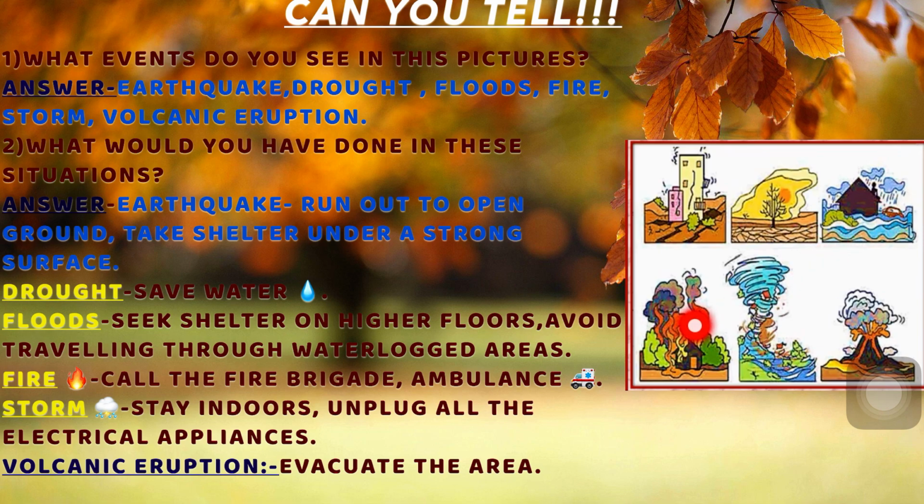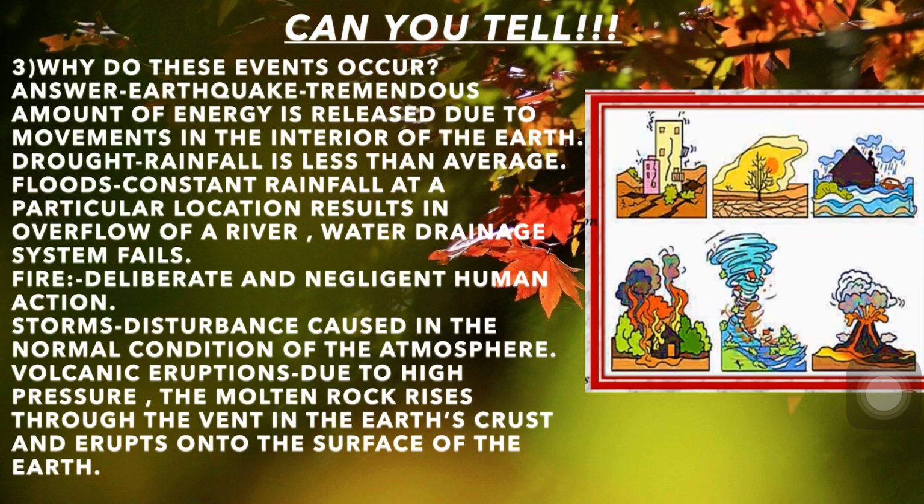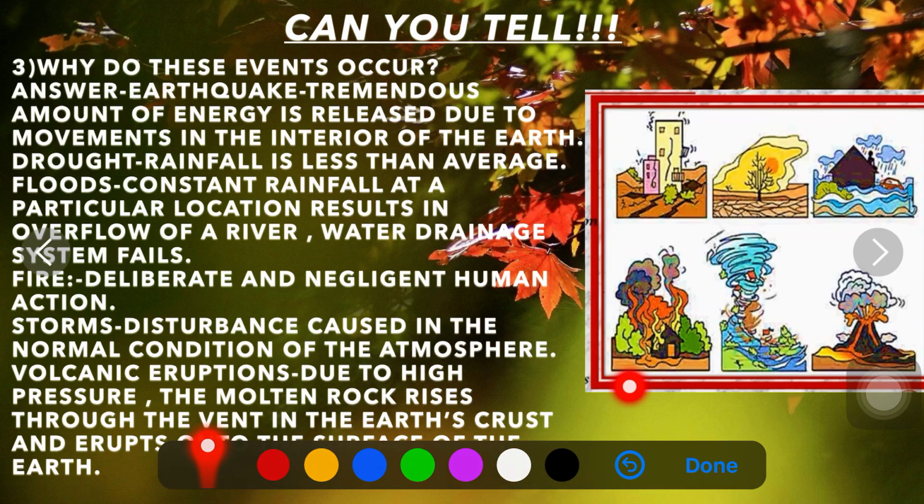During fire, first call the fire brigade and then call the ambulance if required. Then during storm, stay indoors, unplug all the electrical appliances. And during volcanic eruption, evacuate that area as soon as possible. Why do these events occur?